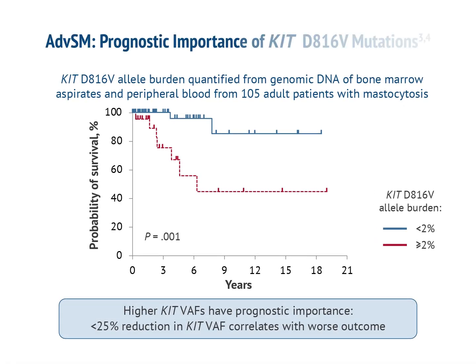The KIT D816V mutation underlies the vast majority of cases of SM, 90 to 95%. It's no different in advanced SM, where the VAFs tend to be higher than in those with indolent disease. And we know that higher KIT VAFs actually have a prognostic importance. In the context of certain therapies, we found that if you have less than a 25% reduction of the KIT VAF, that correlates with a worse outcome. There are, of course, other mutations which are adverse as well and are often seen.